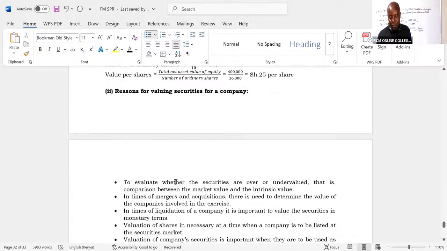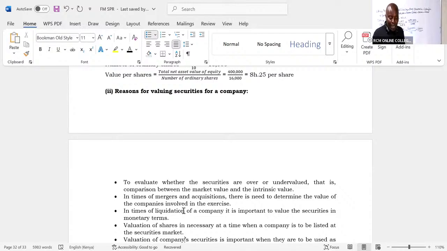In this case, reasons for valuing securities of a company: to evaluate whether the securities are over or undervalued. That is a comparison between market value and intrinsic value. I'll come back to that later. In terms of mergers and acquisitions, there is need to determine the value of the companies involved in the exercise. In terms of liquidation of a company, it is important to value the securities in monetary terms when a company is being liquidated. When a company is unable to pay its creditors, and the judge lifts his hammer and says, let's sell this company, at that point it will be important for us to value a company.